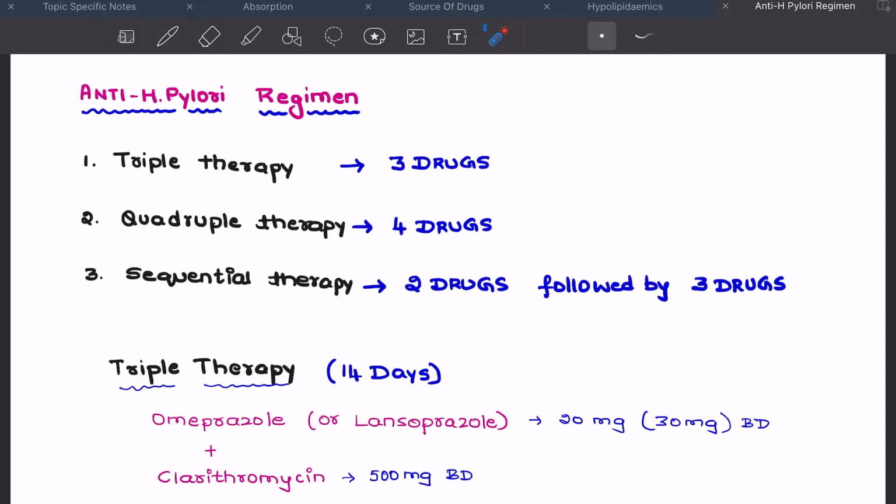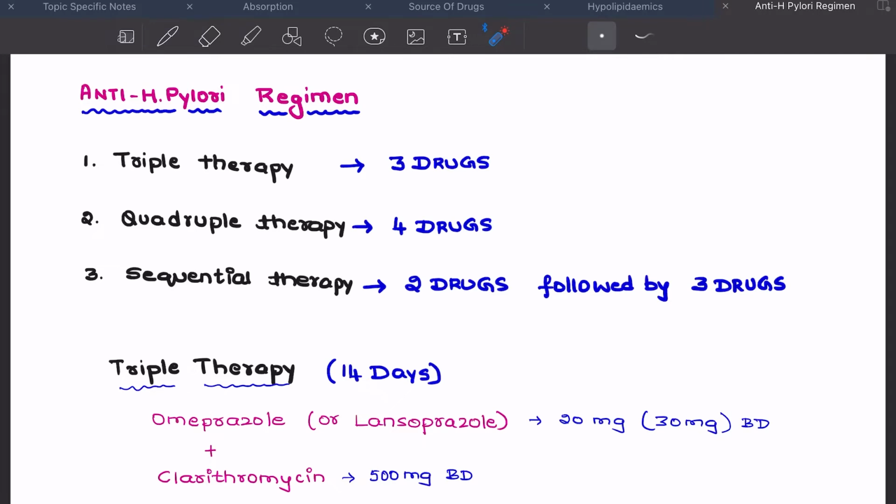In today's session, let us learn about the anti-H. pylori regimen, which is very important. Under anti-H. pylori regimen, you have triple therapy, which will consist of 3 drugs. Second, quadruple therapy, which will consist of 4 drugs. And a sequential therapy, where you will be administering 2 drugs followed by 3 drugs. So these are very popular regimens: triple therapy, quadruple therapy and sequential therapy.